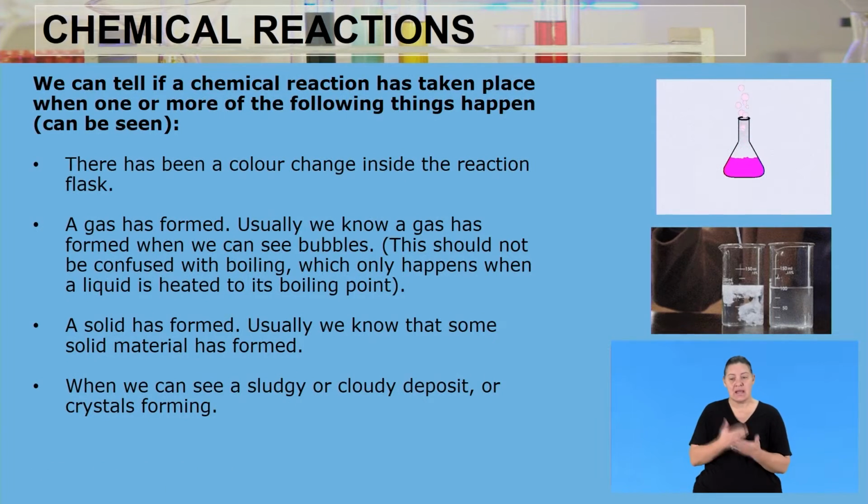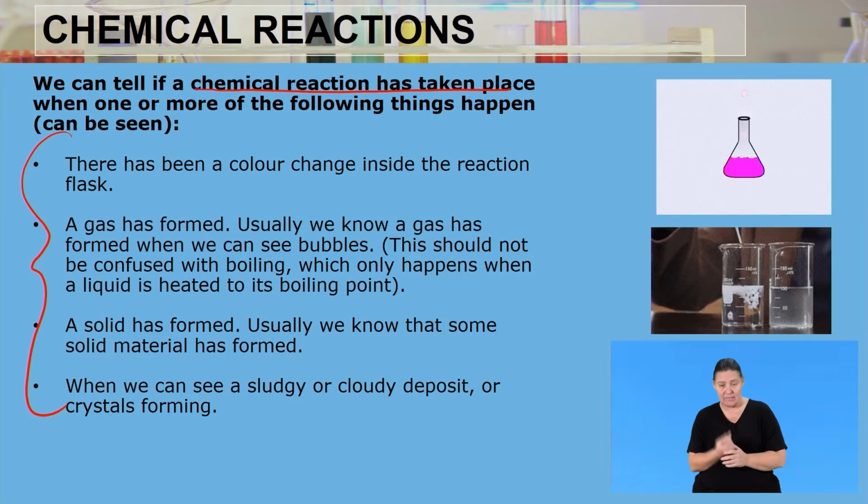So, in a chemical reaction, we can tell if it has taken place when one of these is happening. We can tell that a chemical reaction has taken place if one of these has happened, or you can see it. Number one, if you see that there has been a color change inside the reaction flask. So when you are mixing two or more substances together and you see a color change, then you should know that a chemical reaction has taken place.